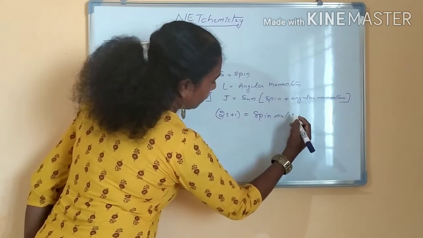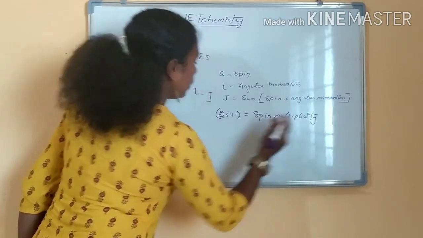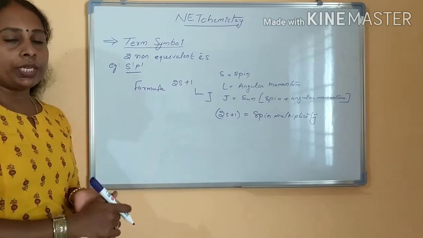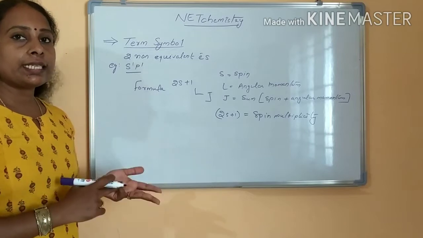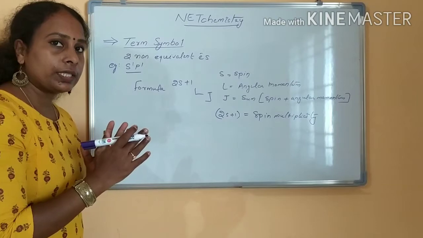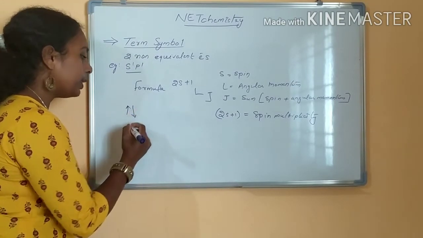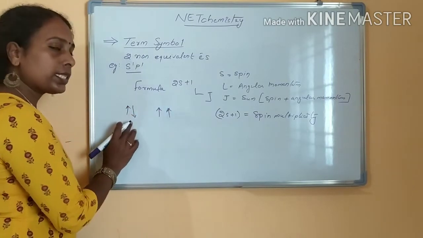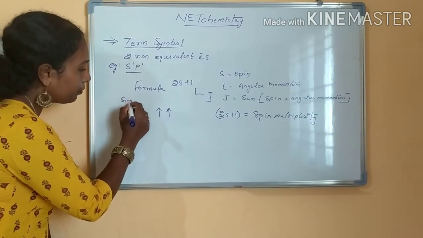2S+1 is spin multiplicity. Let us see, there are two non-equivalent electrons. How the spin will be? There are two possibilities. Either the electrons are aligned in a singlet state or they will be in a triplet state. So we have to take two conditions. One is the singlet state. Either the electrons will be like this or both the electrons will be like this. The spins are cancelling each other, right? This is a singlet.